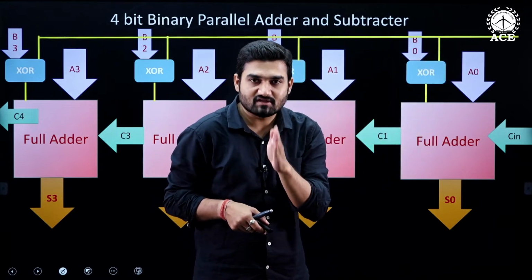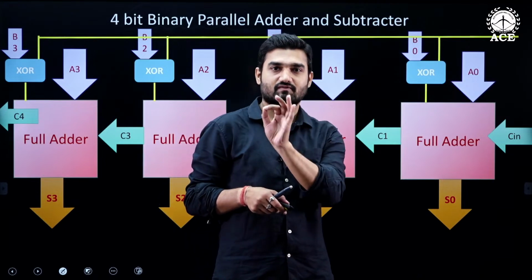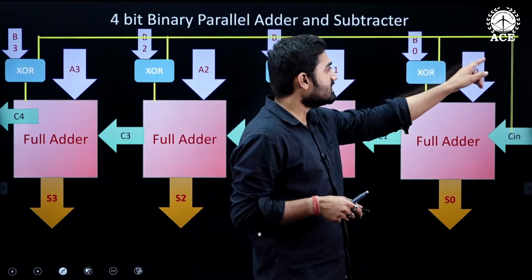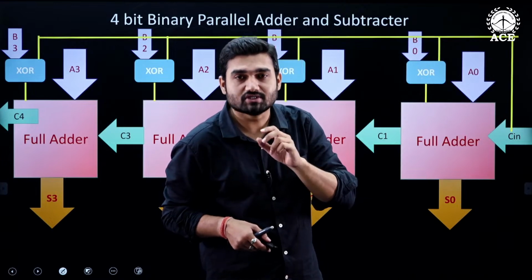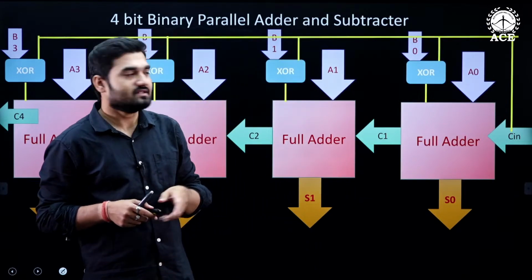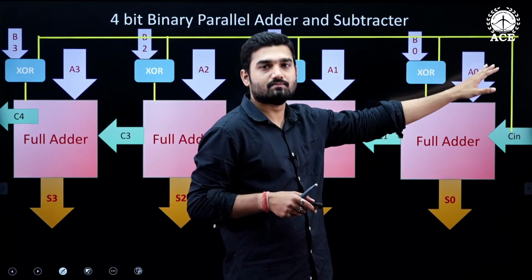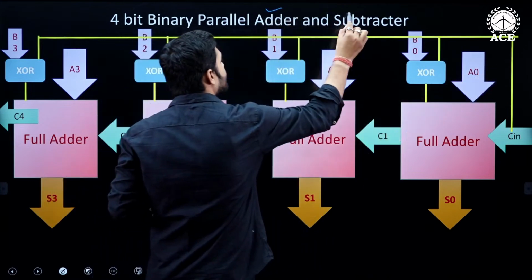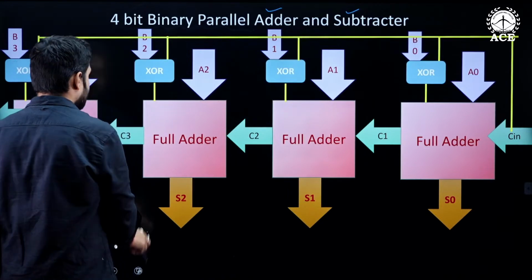The first input is responsible for taking the content of the B register, like B0, B1, B2, B3. The second input we give manually depending on the operation. Let us say I want to do the addition operation, then what input should I give? I want to do the subtraction operation, what input should I give? This is what you need to understand over here. That's why the heading is adder and subtractor.